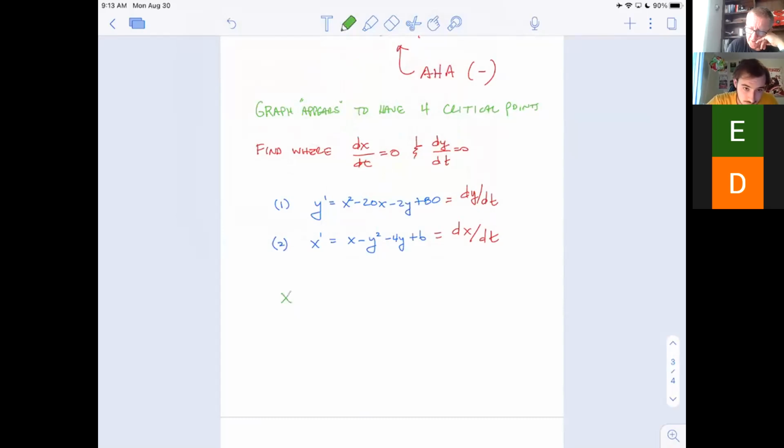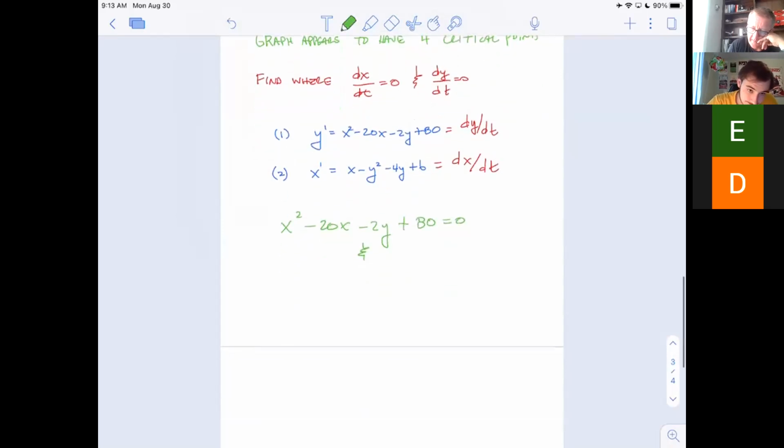So how do I make x squared minus 20x minus 2y plus 80 equal to 0, and simultaneously x minus y squared minus 4y plus 6 equal to 0? How do I do that? You should algebraically have an answer to that. You should have something that you can say about that. Again, aren't I solving a system of equations? But notice it doesn't have any derivatives in it. It's not as ugly as it was before.